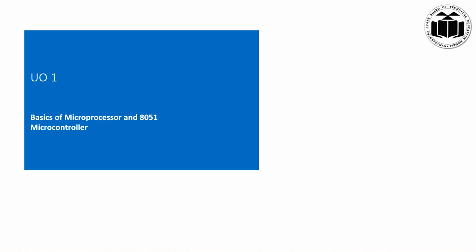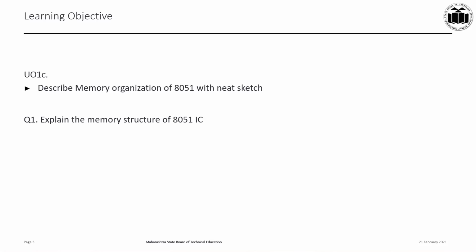In the previous session, we have discussed the Boolean processor and the power saving options of the 8051 microcontroller. In this session, we shall discuss the two types of memories of the 8051. The learning objective is to describe the memory organization of the 8051 with a neat sketch. At the end of the session, you should be able to answer questions like: explain the memory structure of the 8051 IC.